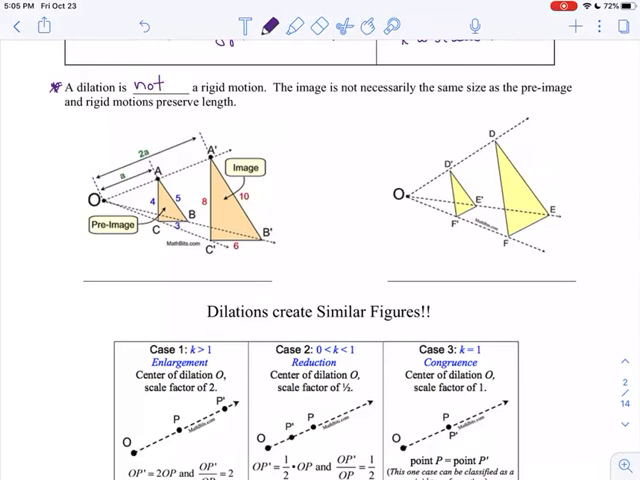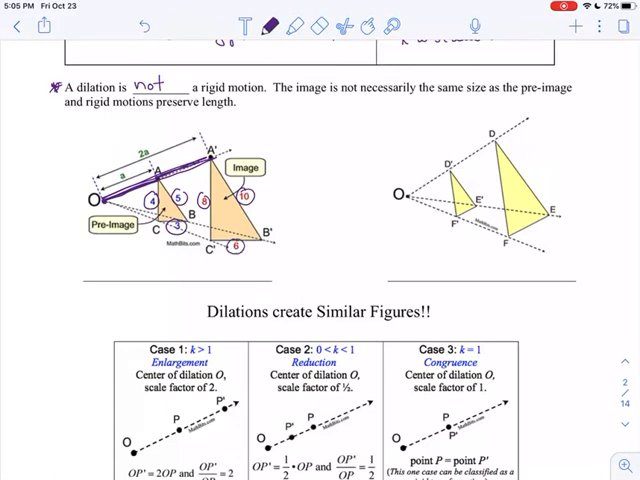rigid motion. So I have two pictures right here of some dilations. The pre-image is always the original. The one on the left is labeled ABC, no primes. That's my pre-image right there. O is the point that I'm dilating it from. We can see that the distance from O to A, they call it lowercase a, and the distance from O to A prime is out here. That's twice as big. The image is what it became, and I use the same letters but with primes: A prime, B prime, C prime.